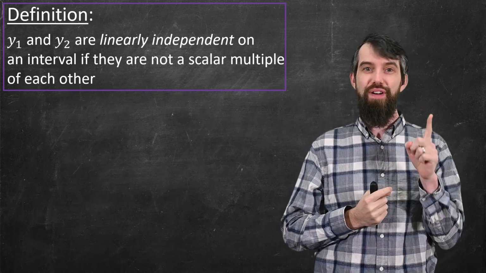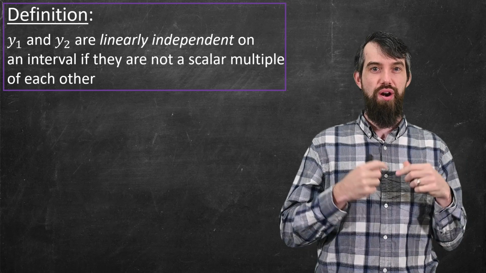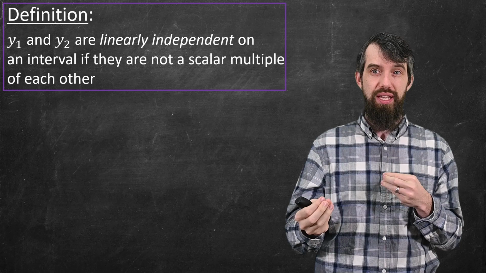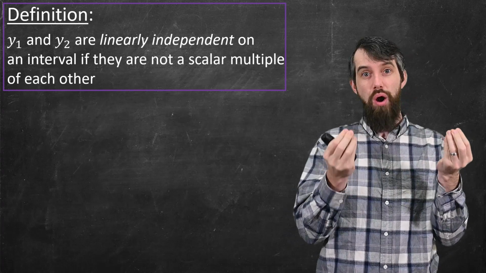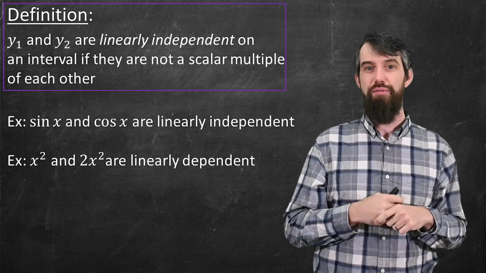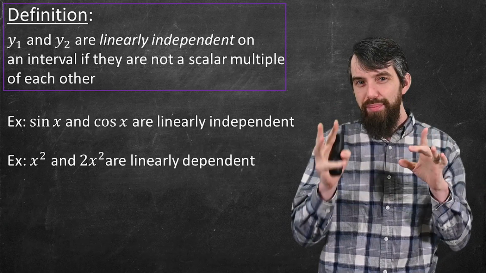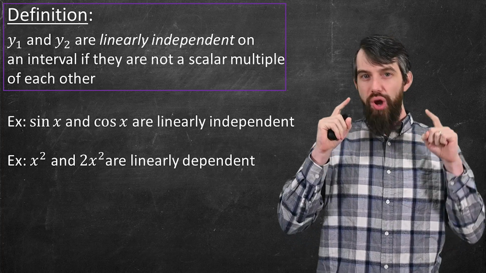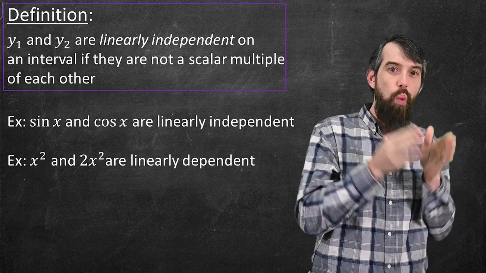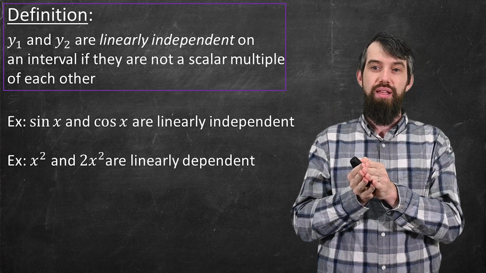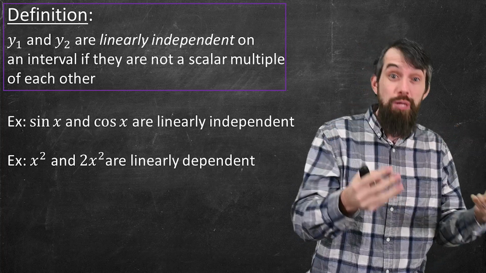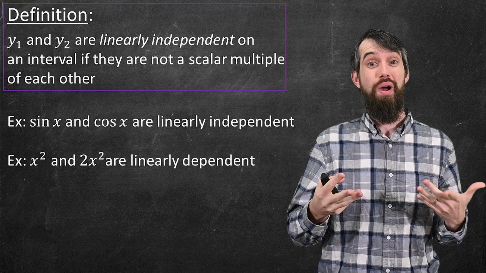But I want to specify certain types of y1 and y2 that are going to be more convenient for our theory. And we're going to use the notion of linear independence. So I'm going to say that 2 solutions, y1 and y2, are linearly independent if they're not just a scalar multiple of the other. For example, sine of x and cosine of x are sometimes equal. However, they're not always equal. They're not equal on an entire interval. One is not just 3 times the other. In contrast, x squared and 2x squared are literally dependent, because one is just twice the other.